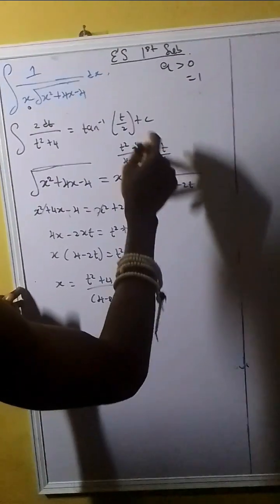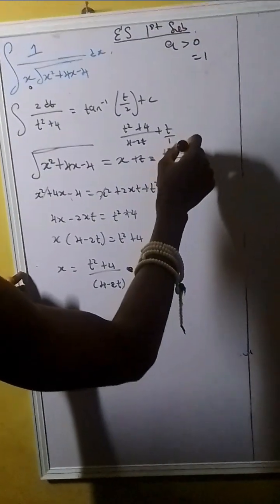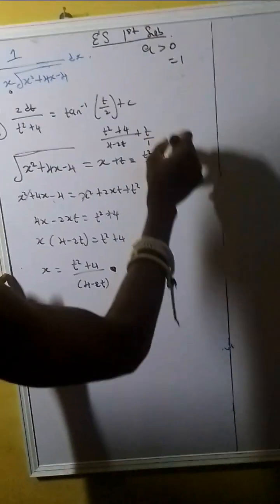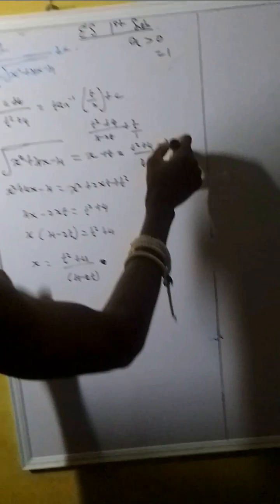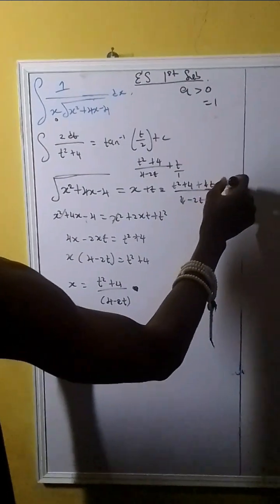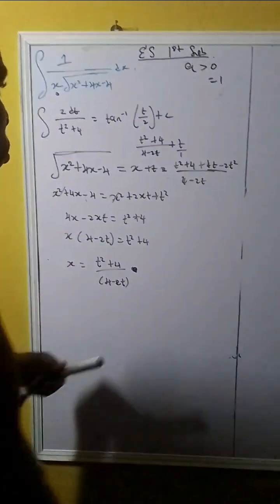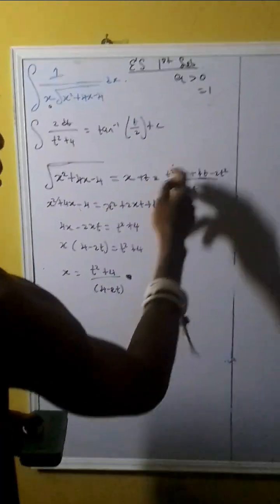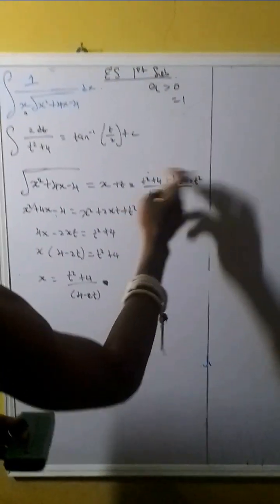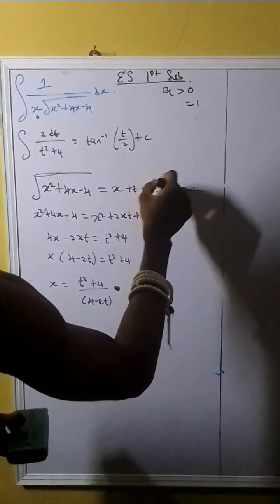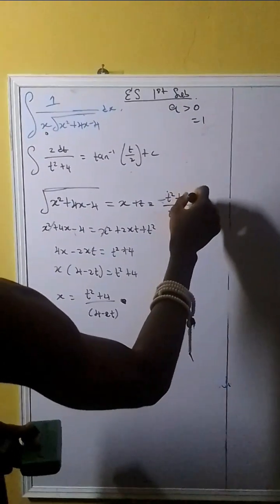Are you with me? Then t squared plus 4 and 4 minus 2t, then this will give us 4 times t, that is 4t, right? Then minus 2t times t, this will give us minus 2t squared. Are you with me? So take note of that. I'm trying not to waste time about this. So looking at this changes to minus 2t squared. This will give us minus t squared plus 8t plus 8.